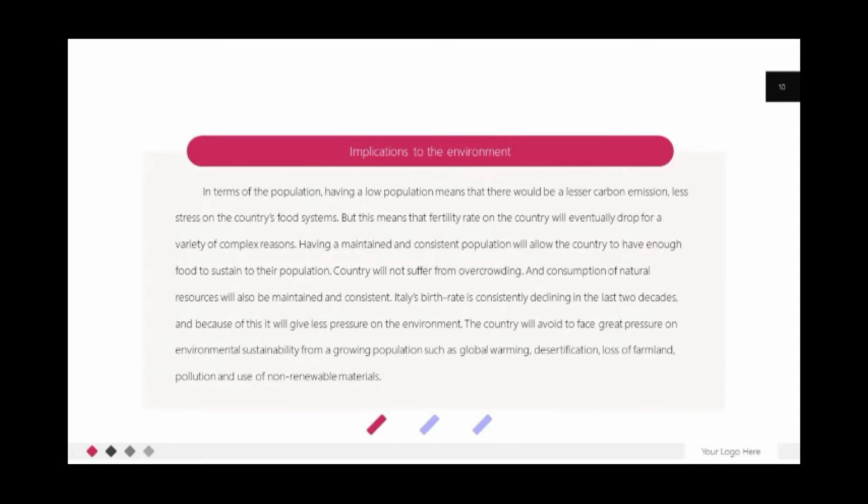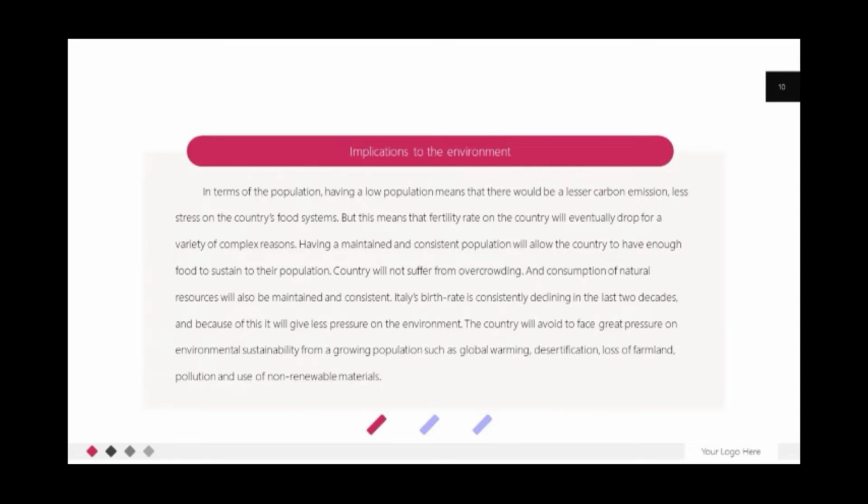Implications to the environment. In terms of the population, having a low population means that there would be a lesser carbon emission, less stress on the country's food systems. But this means that fertility rate on the country will eventually drop for a variety of complex reasons. Having a maintained and consistent population will allow the country to have enough food to sustain their population.